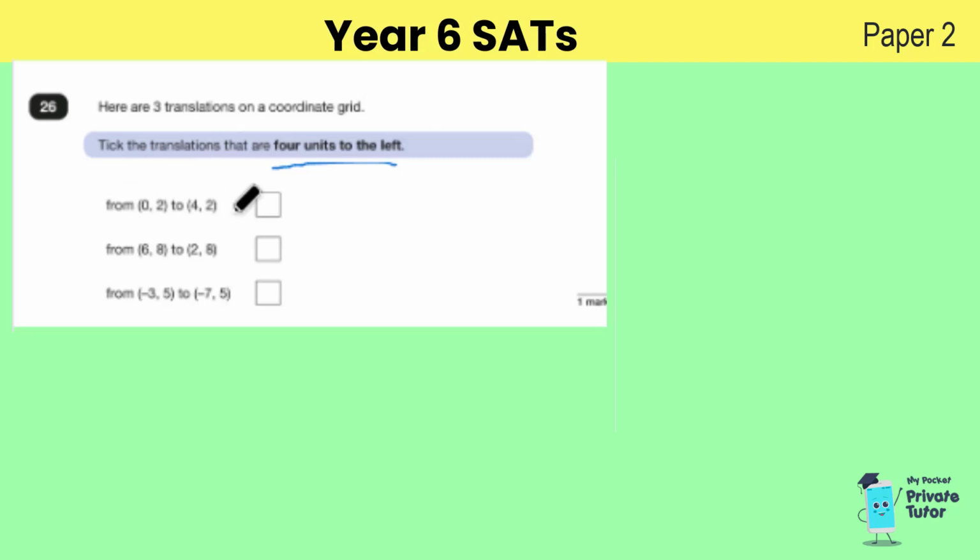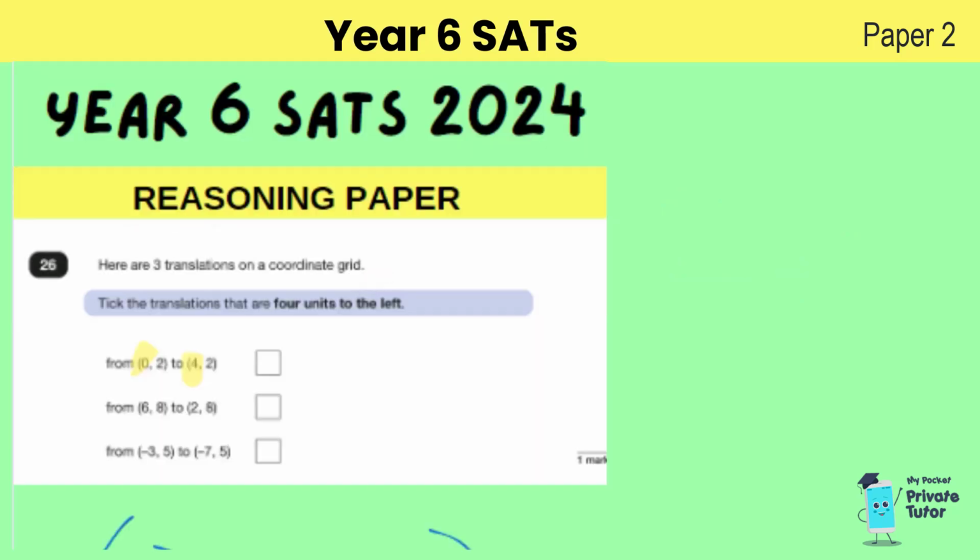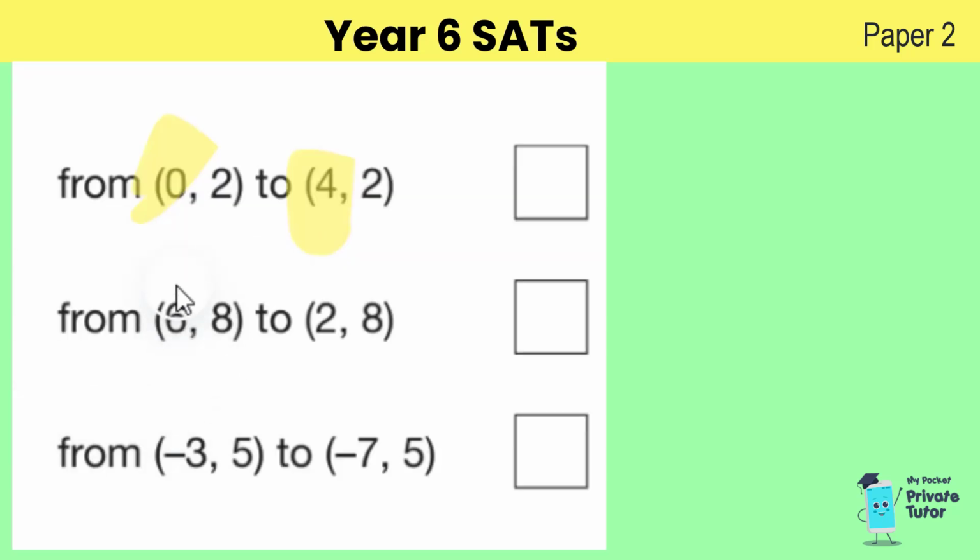Now it's telling us the from and to. This is important. Also what we need to remember is in a coordinate we have x, then y. Remember, x is left and right and y is up and down. So if we are looking for 4 units to the left, we're looking for the x coordinate. So I'm going to zoom in and highlight the x coordinate in each one.